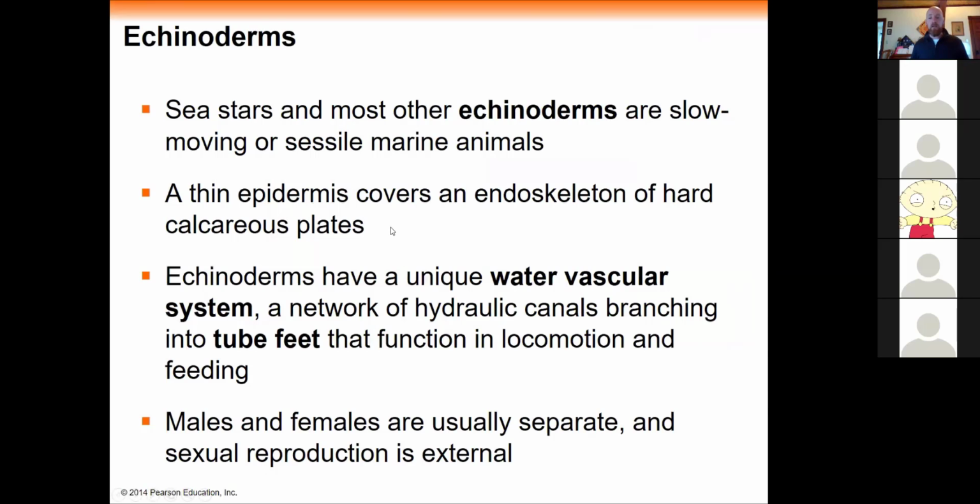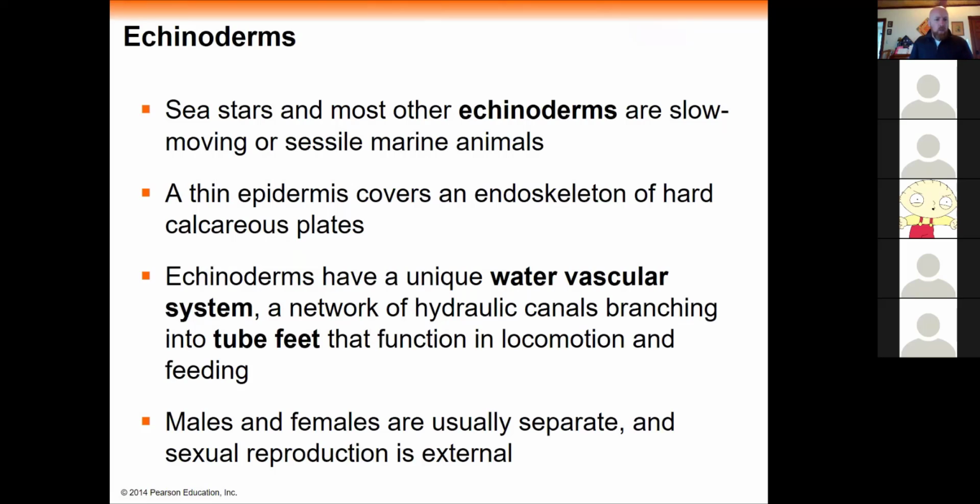The major group here are the echinoderms. Echinoderms are going to be your starfish, your classic starfish, as well as other groups. Echinoderm means spiny skin, slow-moving, mostly sessile. They do move, but for the most part, not very fast. They have a thin outer covering of skin. So if you touch a starfish, what you're touching is actually skin, but right underneath that skin are bony plates. That's why they are spiny skin, echinoderm, because those bony calcium plates are right underneath the epidermis.